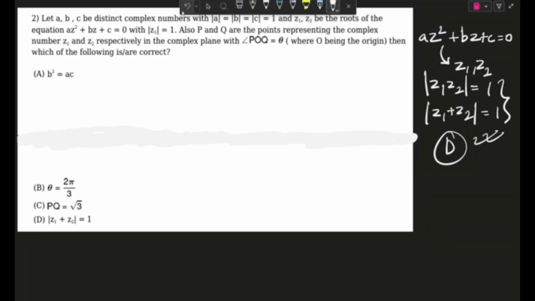Basically, in option A it is given b square equal to ac. Okay. So let's try to derive that. I have some idea in mind. What I will do is, I'm changing the page, otherwise this will not be visible.